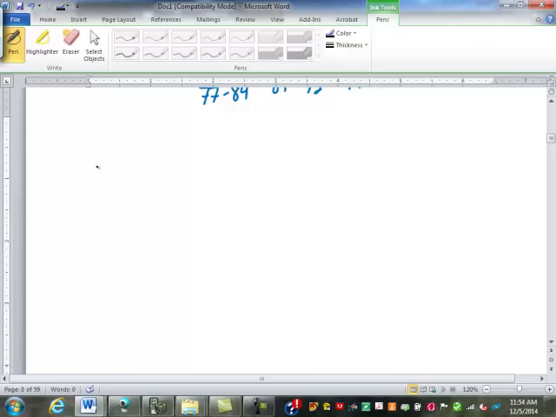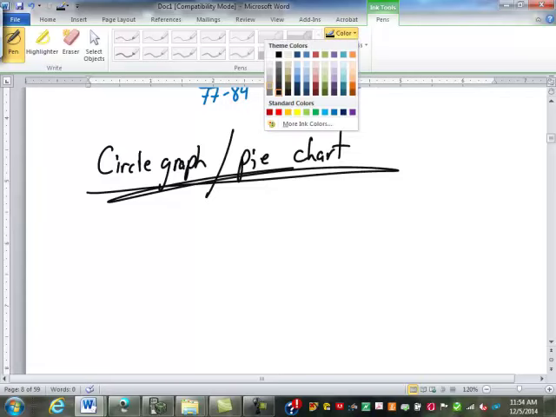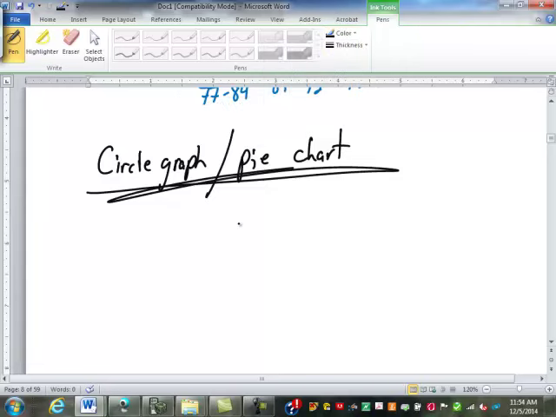We might do a circle graph or a pie chart. Now, a circle graph or a pie chart is more common when we're dealing with categorical data. So let's take a look at some categorical data, and we'll go through the frequency table, and then we'll go into the pie chart. So let's look at favorite colors. Let's say we surveyed a bunch of students to see what their favorite color was. And we're giving them a choice, red, green, or blue.